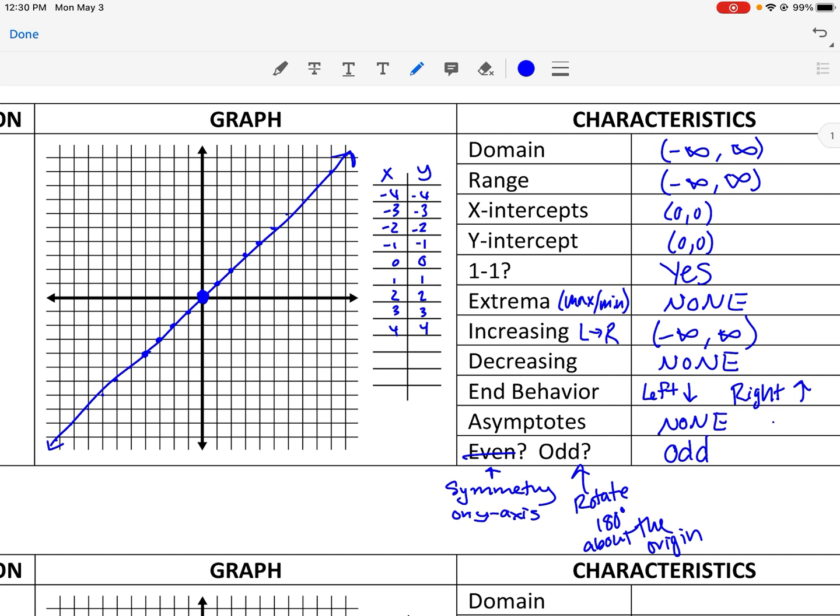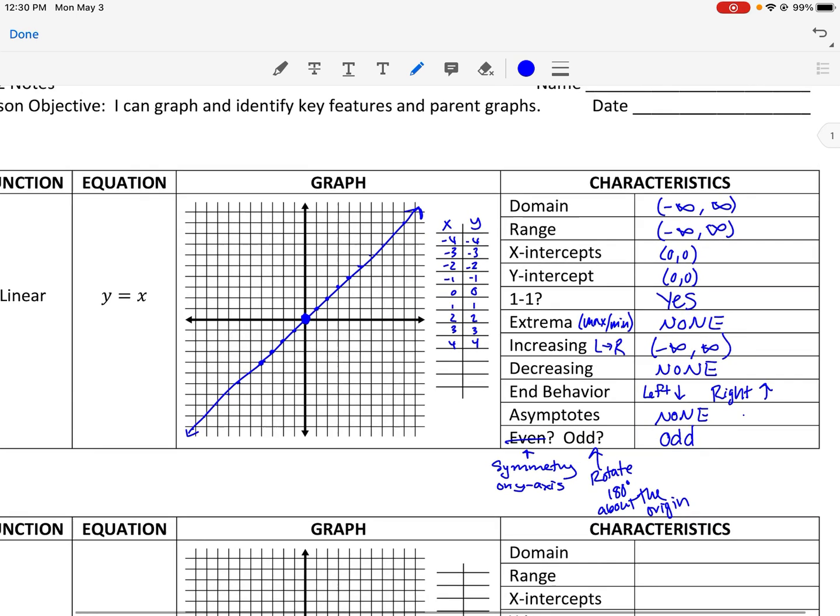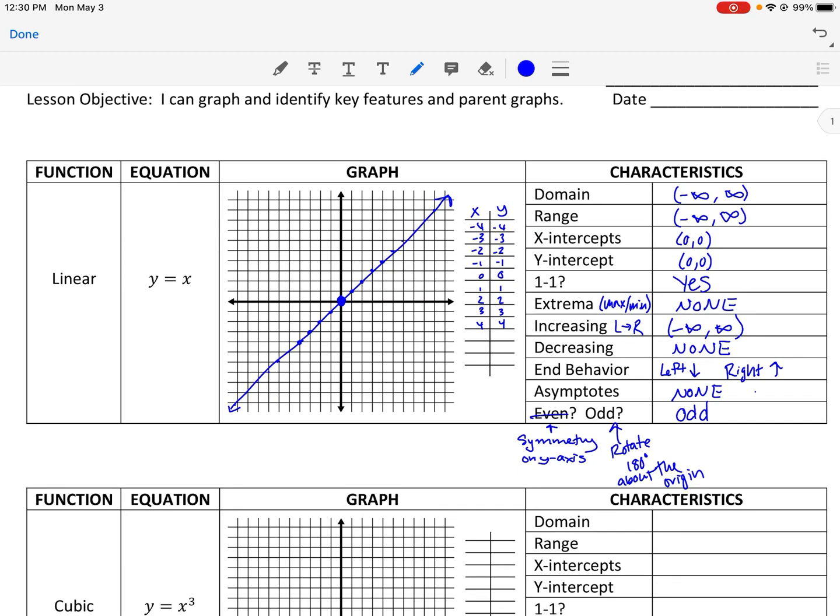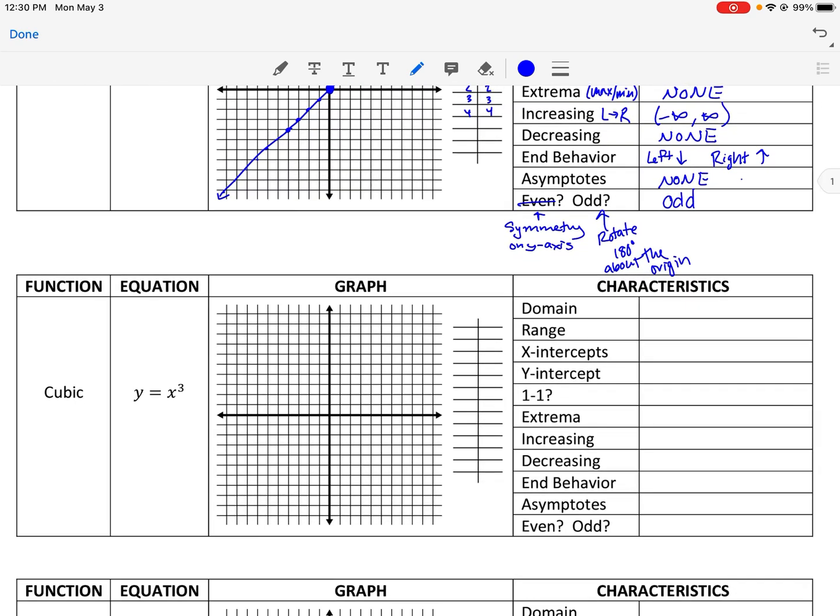So that's an odd. And then some of these graphs are neither. So I guess it should say even, odd, or neither, because that is an option as well. And some are both. Some are even and odd. So that's what we're doing for all of these functions today. I'm just going to do a couple of them, and then you can fill in the rest on your notes and the rest on your assignment.